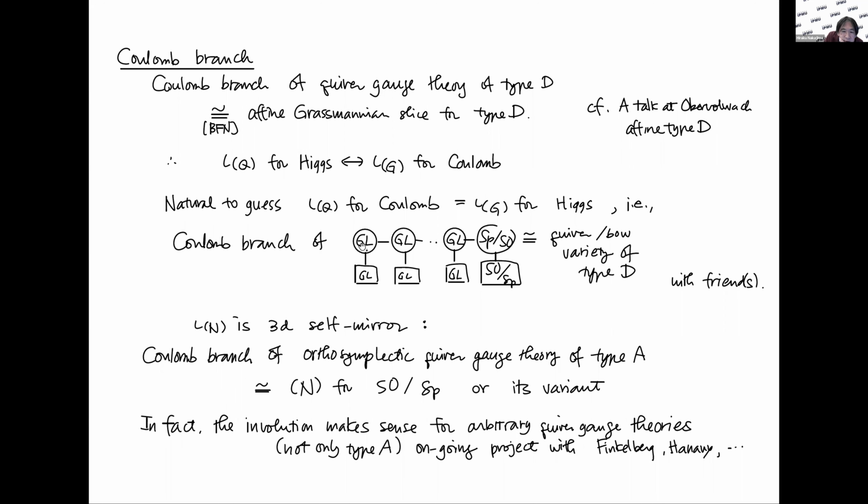So anyway, we take the group to be a product of general linear groups and a special symplectic group or orthogonal group. And I consider the Coulomb branch. Then this should be isomorphic to a quiver variety or ball variety of type D. So this is the expectation. For this part, I haven't checked the details, but it is very likely.